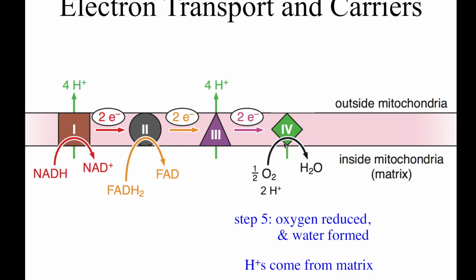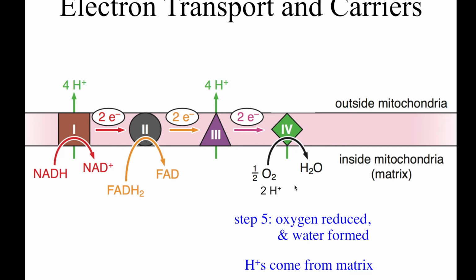O2 gets reduced by those electrons and becomes water. So the reason that you need oxygen, the reason your cells need oxygen, the reason you breathe oxygen is for this, is for some place for those electrons to go.